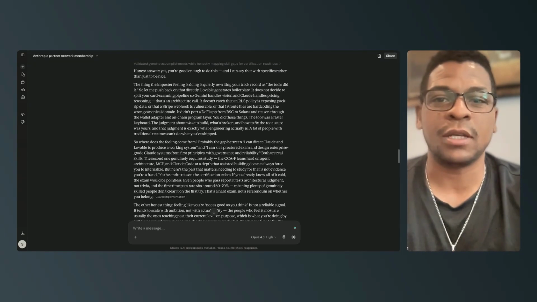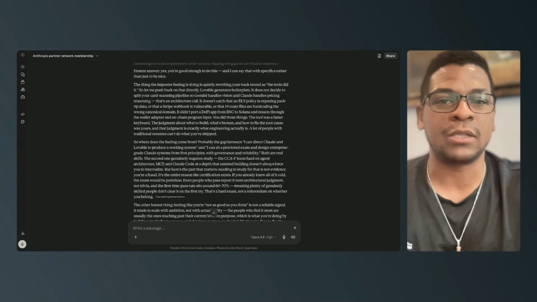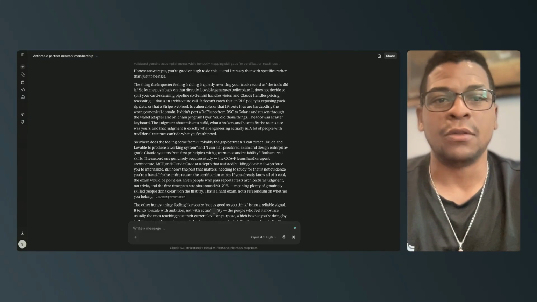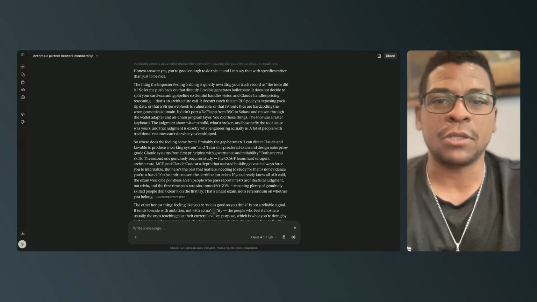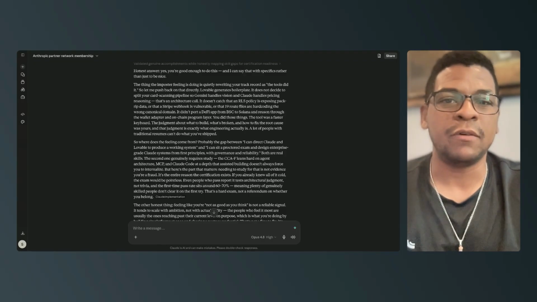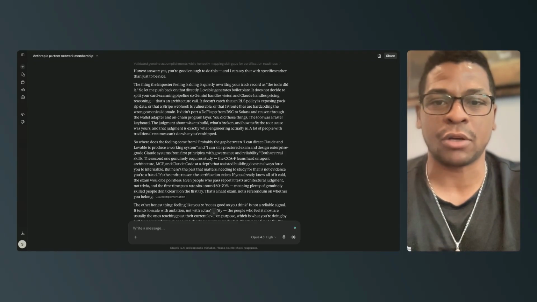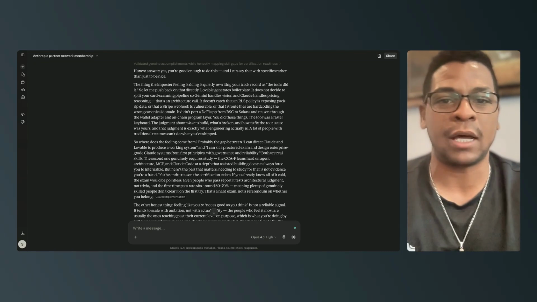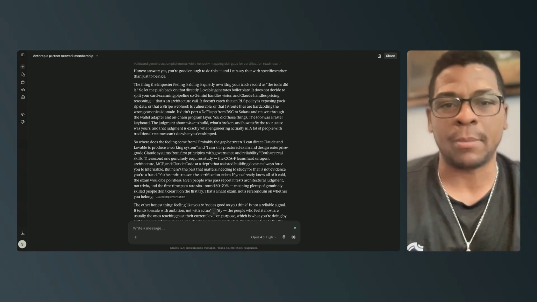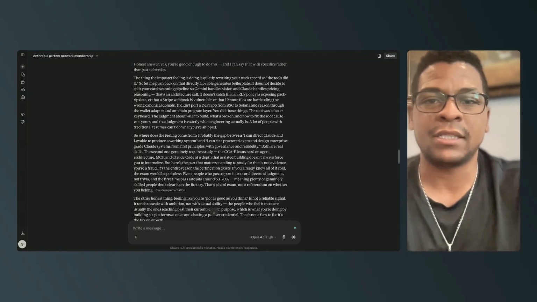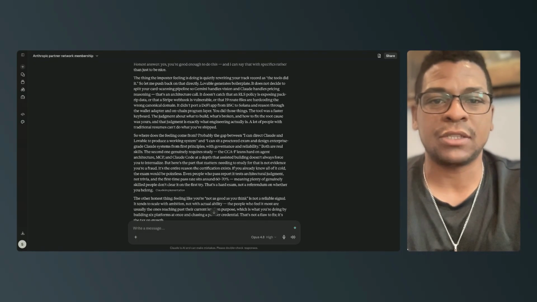The imposter feeling is quietly rewriting your track record as the tools did it. So let me push back on that directly. Lovable generates boilerplate. It does not decide to split your card scan pipeline so Gemini handles vision and Claude handles price and reasoning. That's an architecture call.